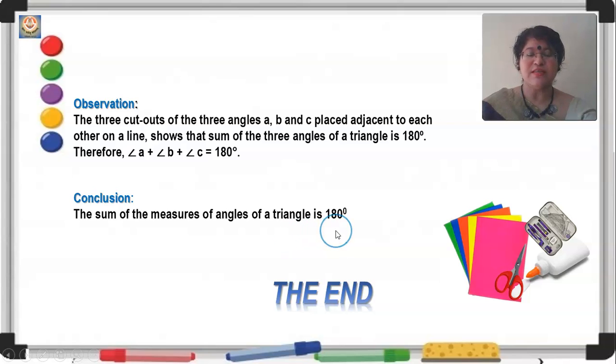So students, this was a MathLab activity which proves the sum of the measures of angles of a triangle is 180 degrees. I've already given you a MathLab activity in the earlier video lesson pertaining to circles, and this MathLab activity is pertaining to lines and angles. So please complete this in your MathLab book.